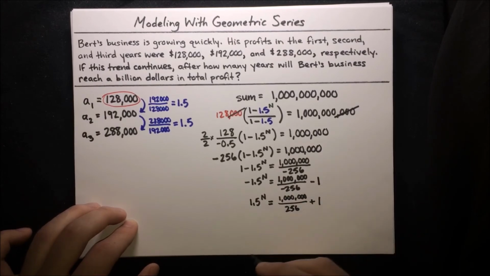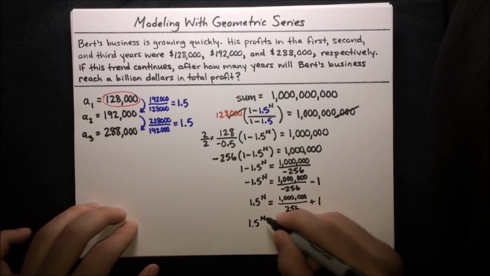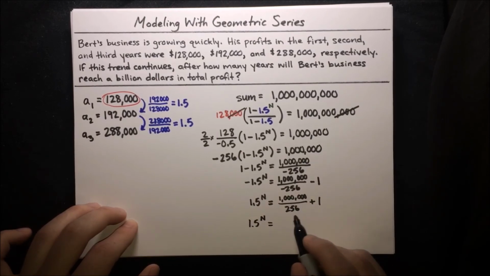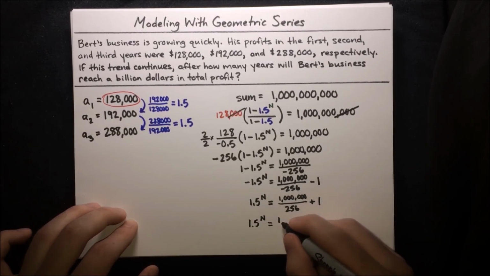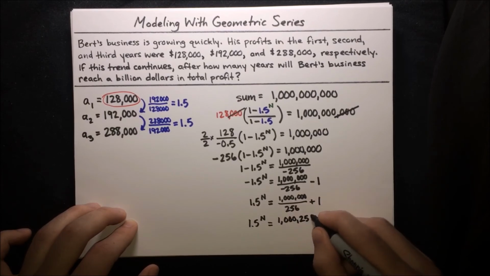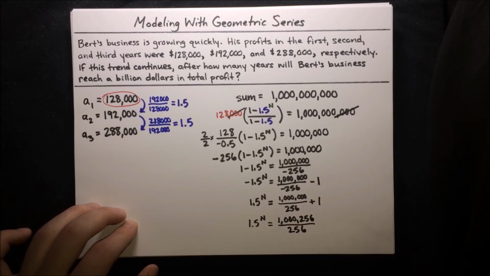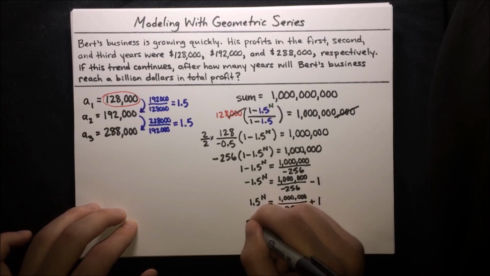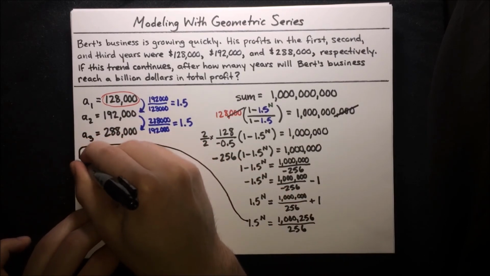We can simplify this a bit more. This is just 1.5 to the n equals 1,000,000 over 256 plus 1. 1 is just 256 over 256, so add those together, you get 1,256,000 over 256. Alright, let's move that up here to continue our solution.